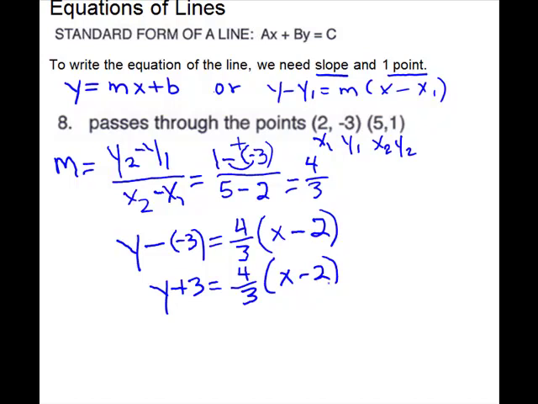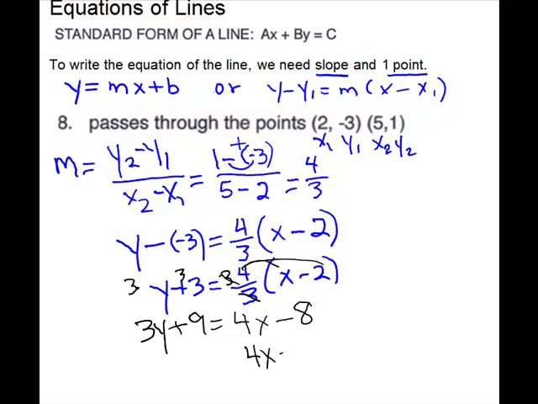To go to standard form, I'm going to have to clear that fraction. So I need to multiply through by 3. Right, and that will give me 3y plus 9 equals, and we'll distribute, 4x minus 8. So to get standard form, I'm going to keep my x on this side. So I have 4x. I will subtract the 3y to get it on the same side. I'm leaving the 9. I'm going to move the 8 over there. So I'm going to add an 8. 9 plus 8 is 17. This is standard form. 4x minus 3y equals 17.